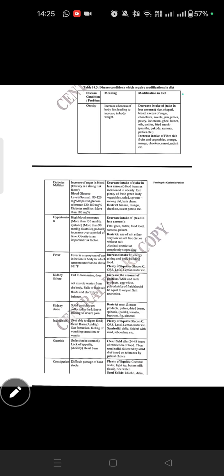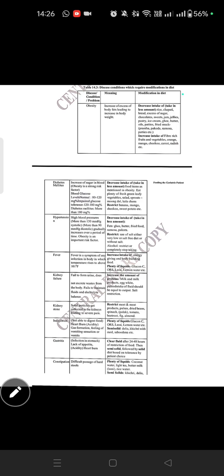Diabetes mellitus: the sugar in the blood increases, it leads to obesity, and the blood glucose level will increase. So we can target decreasing the intake of sugar and everything, and we can take more vegetables. What are the restrictions? Banana, mango, chikoo, sweet potato and all are restricted. Then hypertension. Hypertension means high blood pressure, so we can give small quantities, and restrict salt and alcohol.